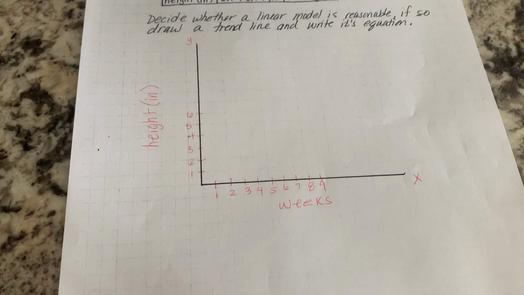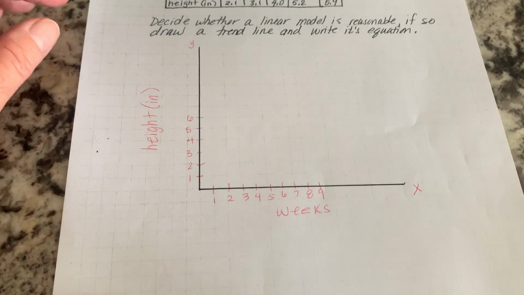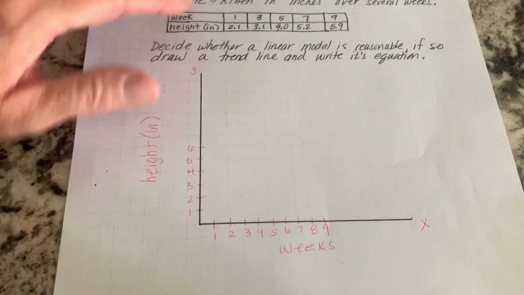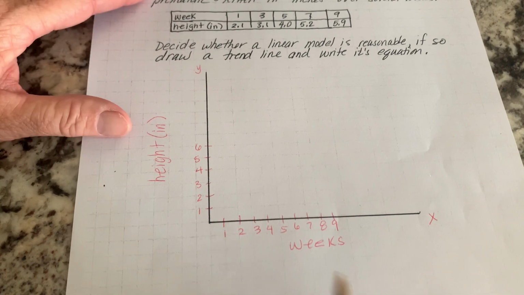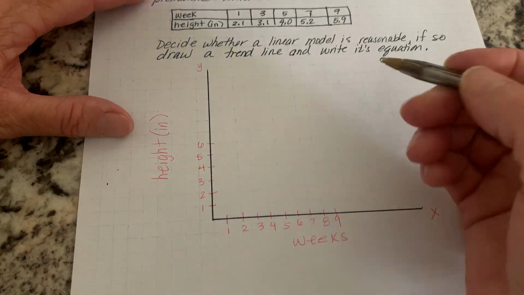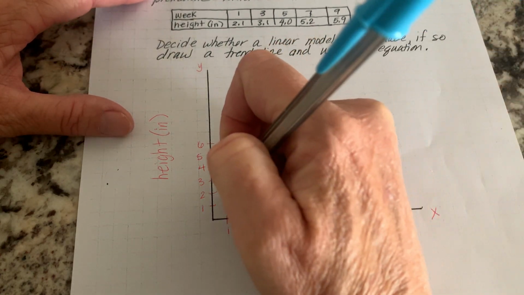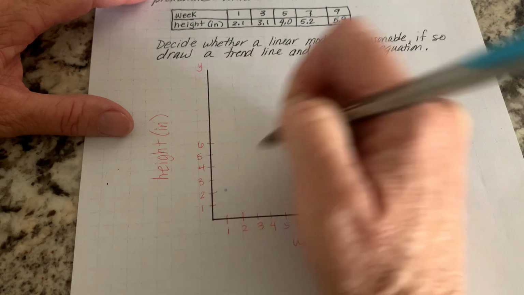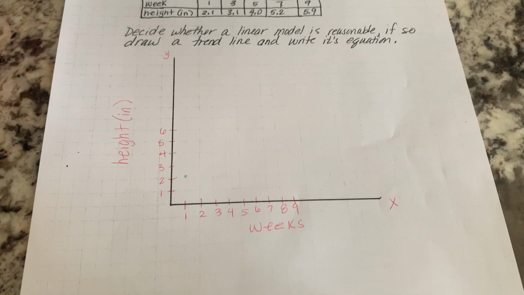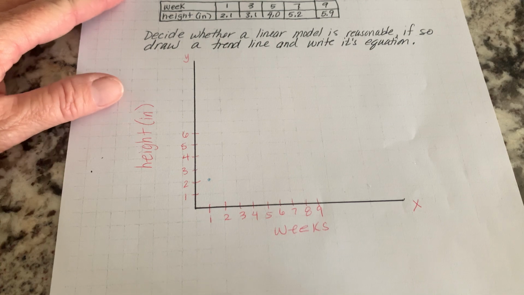Okay, we're going to plot the points that they give us. And some people tend to plot their points too big, and then it's less accurate. So we're going to try to be super accurate here. So the first coordinate is at week 1, it's 2.1. So week 1, 2.1 is just barely above the 2. I don't even know if you can see my point there, but it's pretty small.